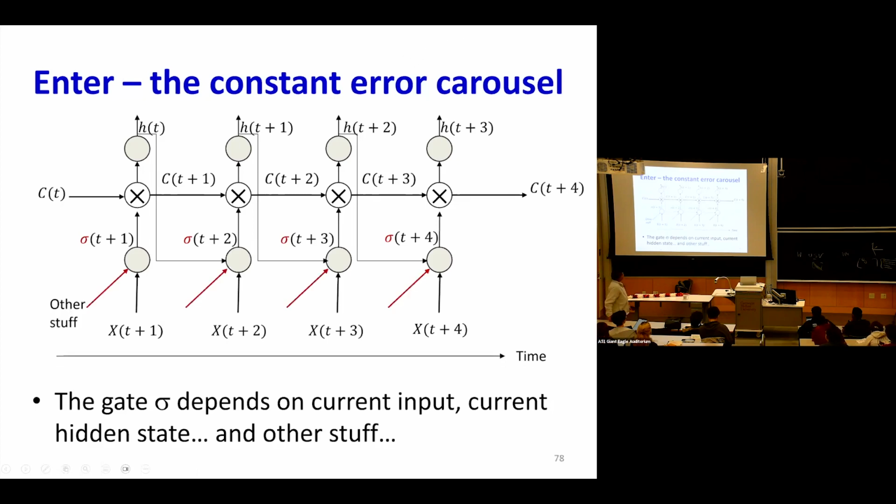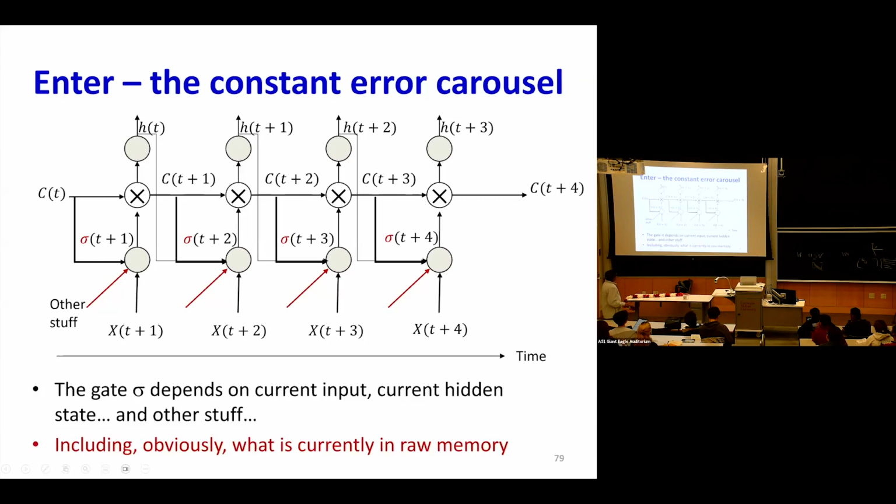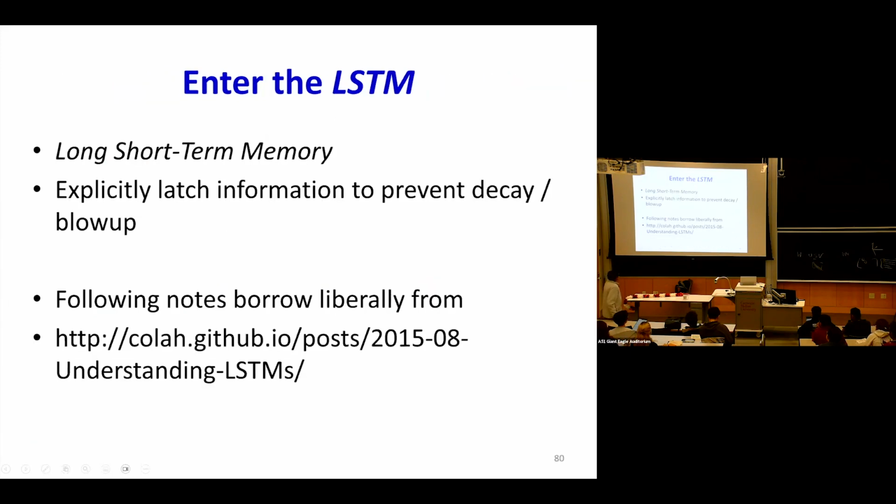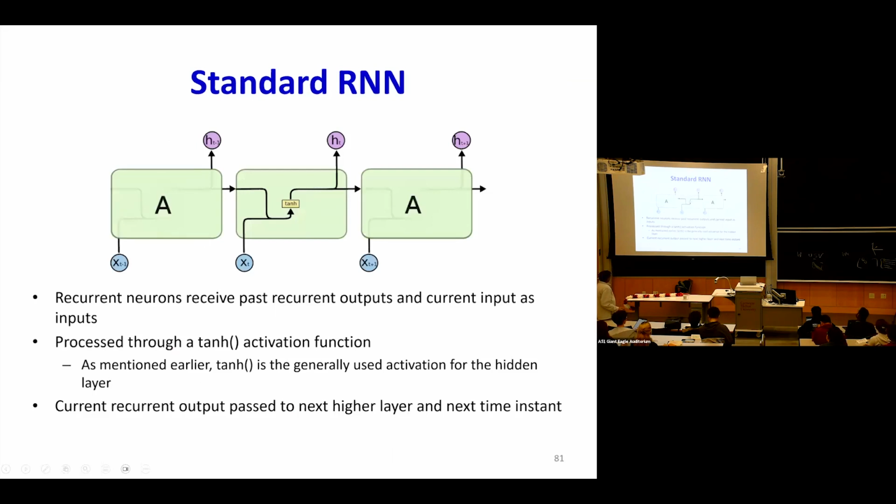And so that gives us this, there's a whole lot of, the gates depend on the current input, current hidden state, and any other thing that provides context, right? Including what's in the raw memory itself. So this is the long short-term memory. You explicitly latch information to prevent decay and blow up and modify it based on what you have seen in the input. The basic component of the long short-term, so this is your standard recurrent network, right?